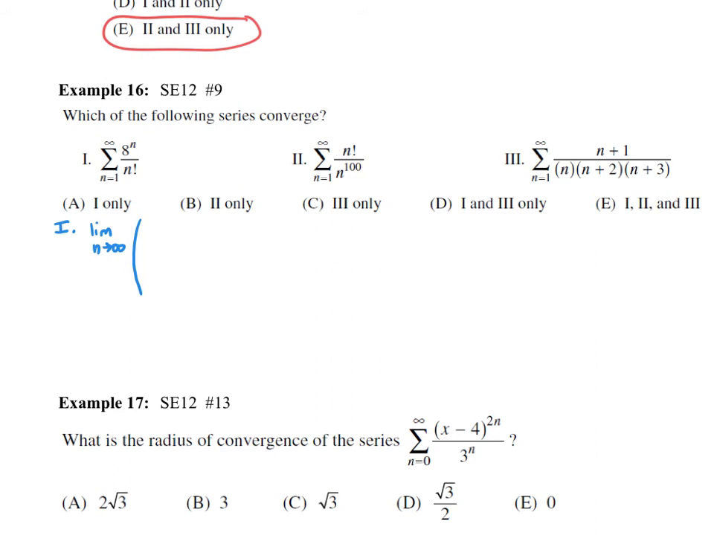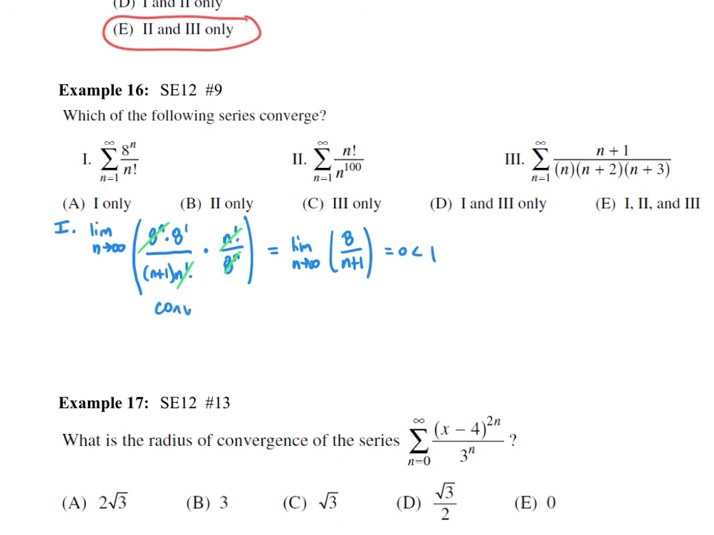The 8 to the n is going to be 8 to the n times 8 to the first divided by n plus 1 times n factorial times n to the n factorial, and then 8 to the n. And we're going to simplify this down. Let's cancel some stuff. So 8 to the n is gone, n factorial is gone. So we're left with the limit as n goes to infinity of 8 divided by n plus 1. That's 0, which is less than 1. So that's convergent by the ratio test.